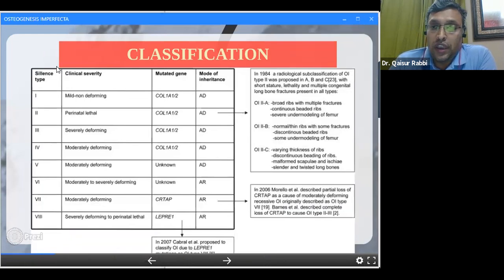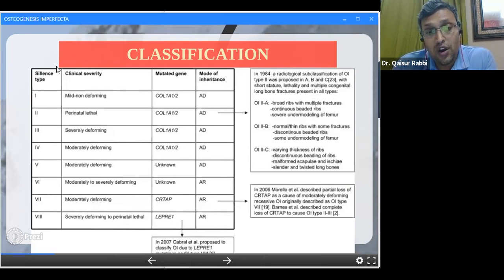So initially, he classified this into 4 subtypes, type 1, 2, 3, and 4. All these are due to collagen 1 deficiency, mainly collagen 1A1 and collagen 1A2. Though collagen 1A1 is the main collagen that is defective, sometimes they also found that collagen 1A2 is also defective, and that's causing much more problem. And all these types, he mentioned, are autosomal dominant.